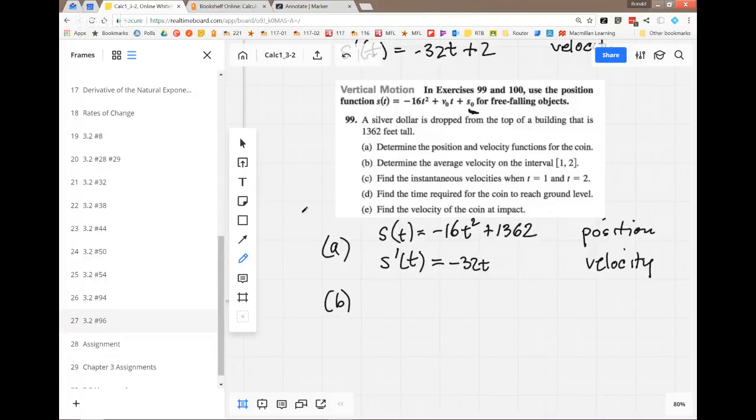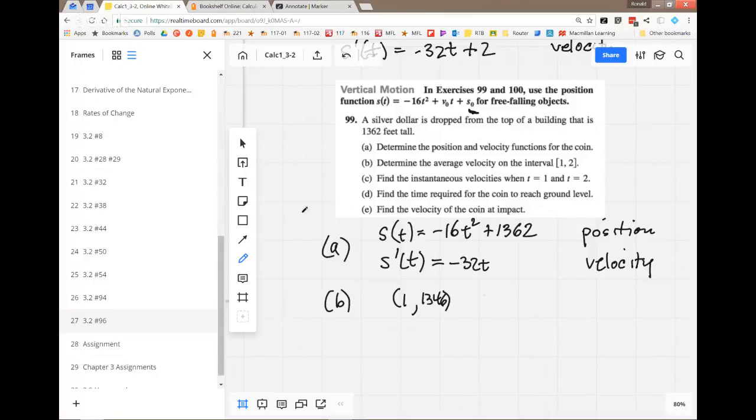Part B, determine the average velocity on the interval from 1 to 2. Okay, so here, this is just like the problems we just did. So 1, what's the height you get when t is 1? 1 squared is 1. 1 times negative 16 is negative 16. And negative 16 added to 1362 is 1346, right? 1362 minus 16.